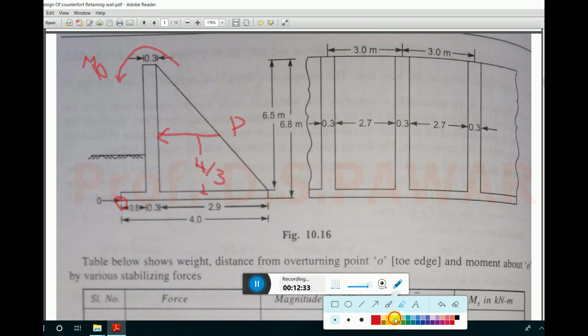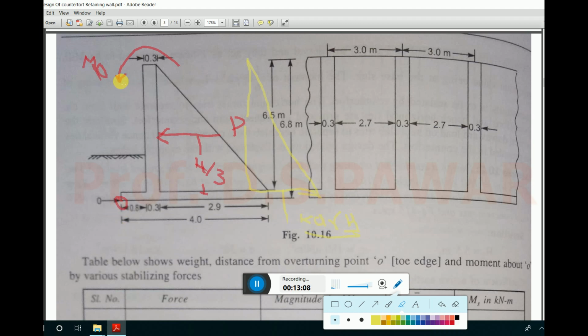And the pressure diagram for soil, as per Rankine, the soil pressure is going to act linearly varying like this, and this value is Ka into gamma into H. So if you get the pressure diagram, the pressure at base, you can get the force, and if you get the force, you can get the moment, and that moment at point O is called the overturning moment.